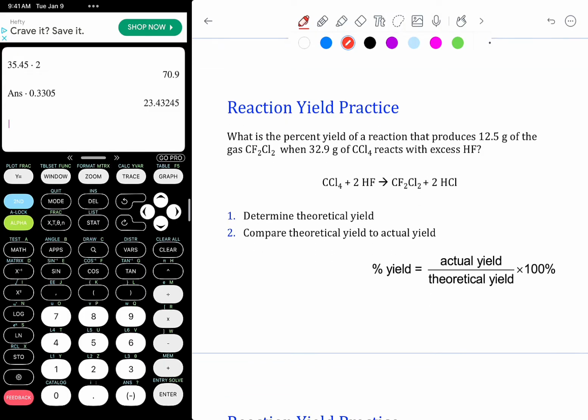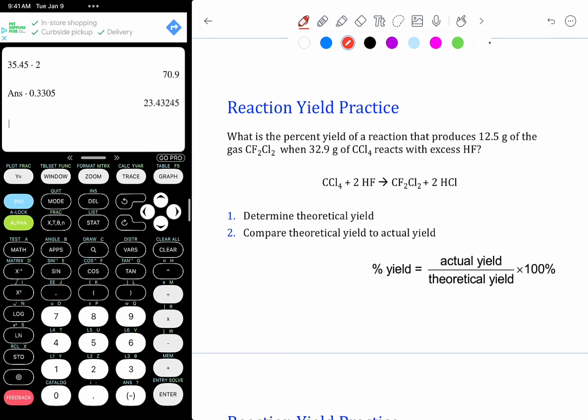What is the percent yield of a reaction that produces 12.5 grams of the gas CF2Cl2 when 32.9 grams of CCl4 reacts with excess HF? Now there are a lot of words and a lot of numbers in that problem, and we have to decipher what each of them are.